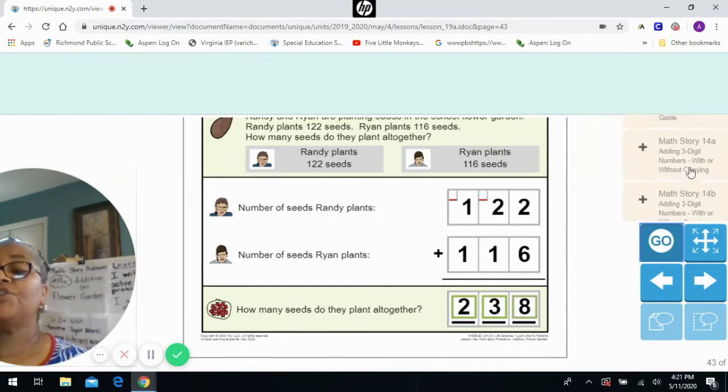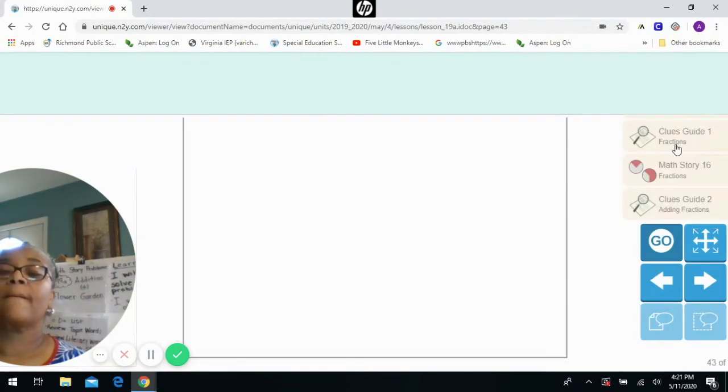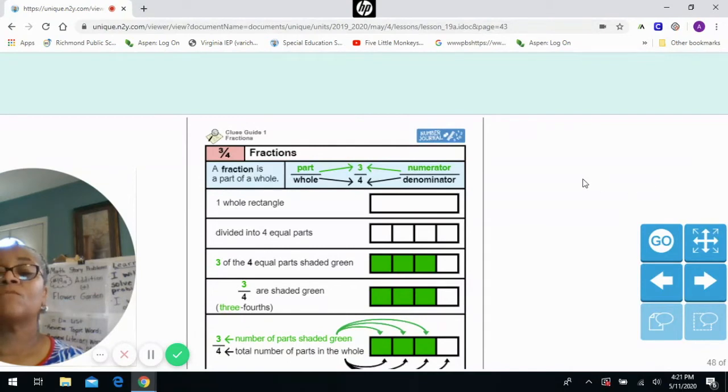All right, let's continue, and we're going to go on to do our fractions. Okay, so we have here, what is a fraction? A fraction is part of a whole. We have a part and then we have the whole thing. So the 3 is the part and it's also what? The numerator. Then we have a part, we have the whole, which is the denominator, the whole thing.